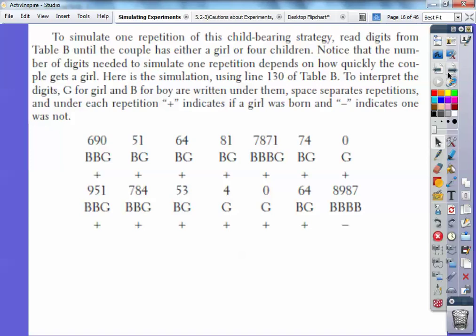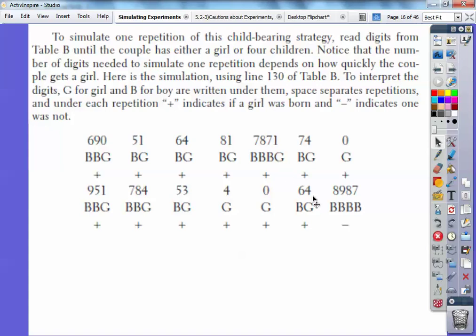Okay, so here's line 130, you guys. The first 3 digits, the 2 numbers were boy, boy, and then this one was a girl, so they stopped. Then we started up with the next digit, 5 and 1, so it went boy and then girl, and then we stopped. And it went boy and girl, and then boy and girl, and boy, boy, and boy and girl. There's 4 kids finally.